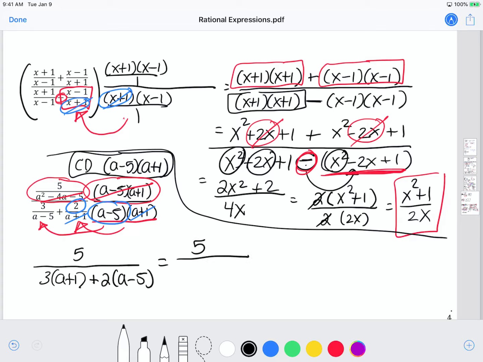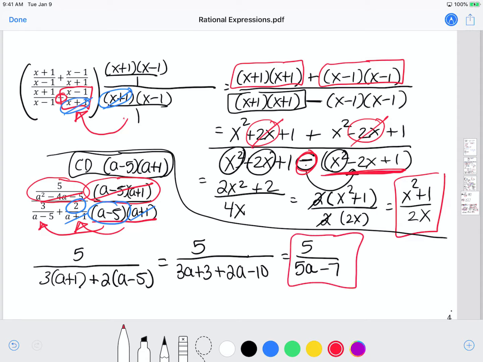Okay, so in the denominator now, I have 3 times a plus 1, which is 3a plus 3. And then I have 2 times a minus 5, which is 2a minus 10. When I combine like terms, I get 5a minus 7. And so this is my final answer because there is nothing that I can factor out of the numerator and the denominator that is the same, so that I can cancel them and simplify. So that's as simplified as we're going to get, and so that is the final answer.